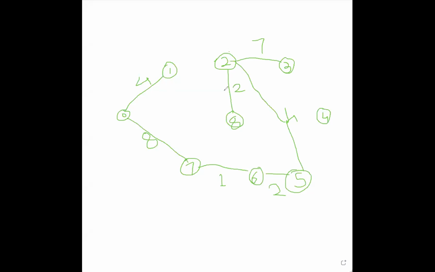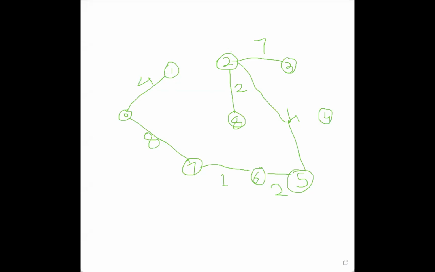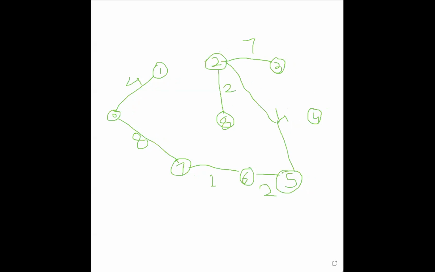Cycle is not there, so we can go for that. Now only 4 is the vertex which is remaining from all these nodes. And here again we will consider 1 to 2. But if we take 1 to 2, then it will form the cycle. It's 1, 2, 5, 6, 7, 8, 0, and 1 again. So we will discard 1 to 2.